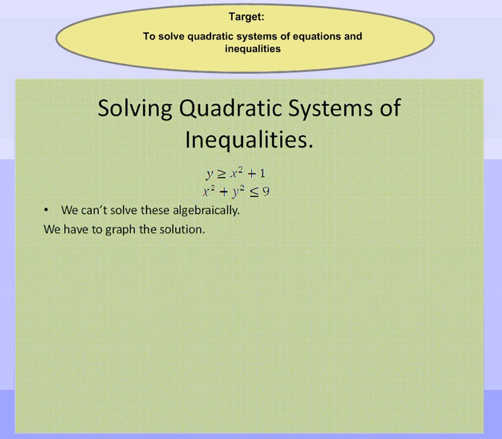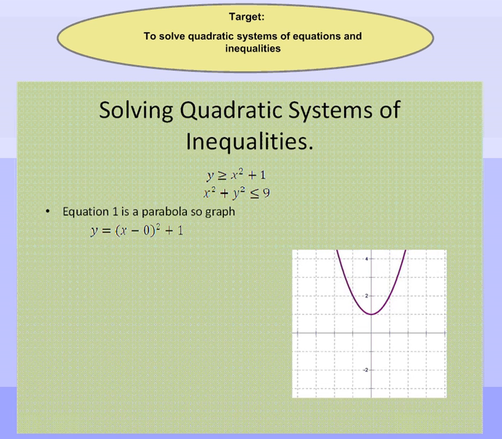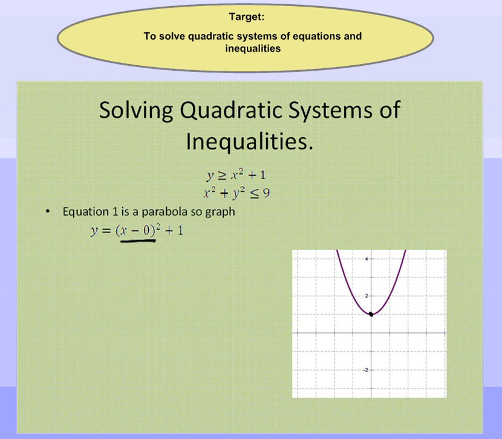The next thing we will be doing is solving quadratic systems of inequalities. To solve these, we have to graph the solution. So we have to be able to graph the inequality parabola and the inequality circle here and find where the solutions are overlapping. Our first step is to graph the parabola. It's almost in vertex form. We just add the minus 0 there, and it's in vertex form. We have a vertex at 0, 1. It is opening up. We can find another point, and there's our parabola.